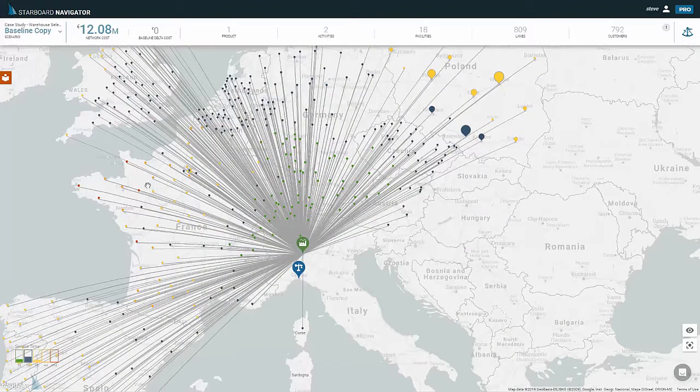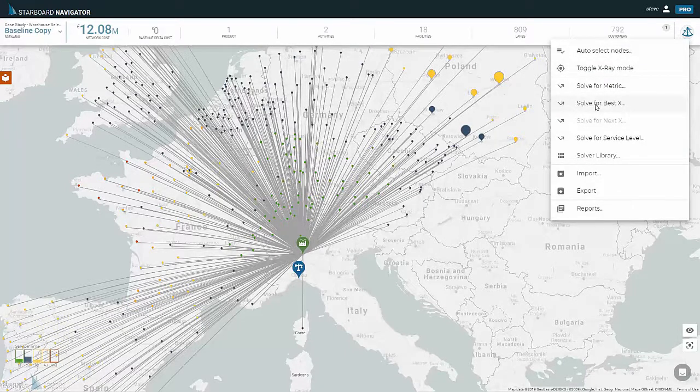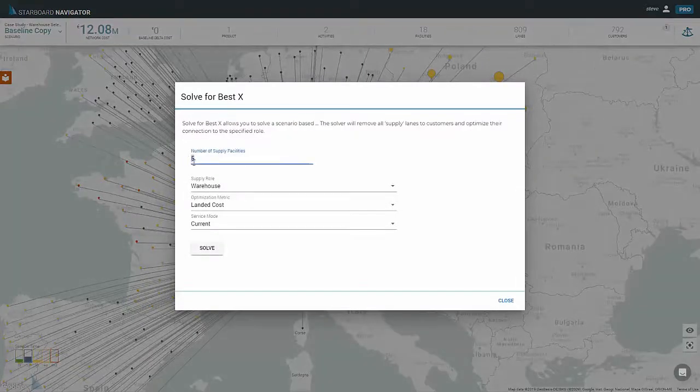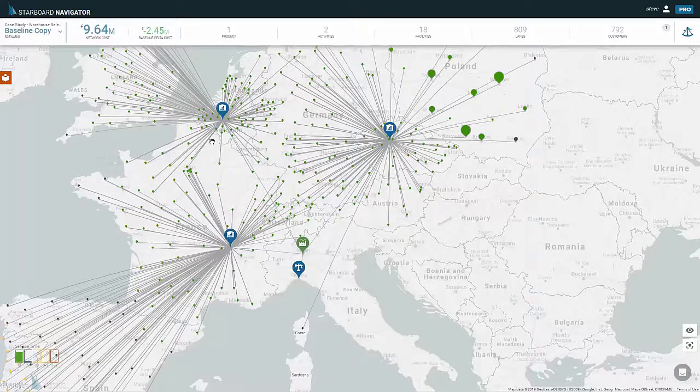So we have our scenario, and their initial thought was to experiment with 3 warehouses. And you can see it went and selected, looks like Belgium, France, and Czech Republic. And we've actually saved 2.45 million euros.